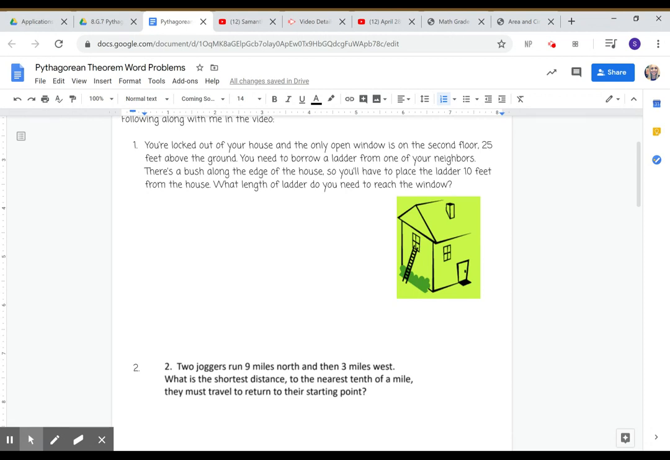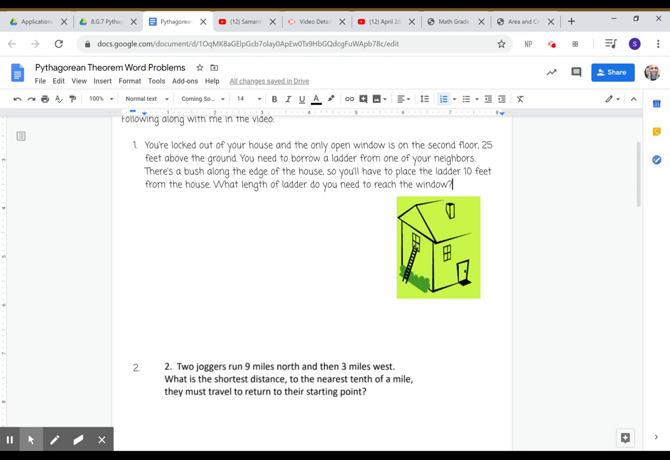It says you're locked out of a house and the only open window is on the second floor, 25 feet above the ground. Okay, you need to borrow a ladder from one of your neighbors. There's a bush alongside the edge, so you have to place the ladder 10 feet from the house. What length of the ladder do you need to reach the window? Okay, so I kind of provided a picture there for you, but I'm actually going to draw one myself because I think it's a little bit easier.